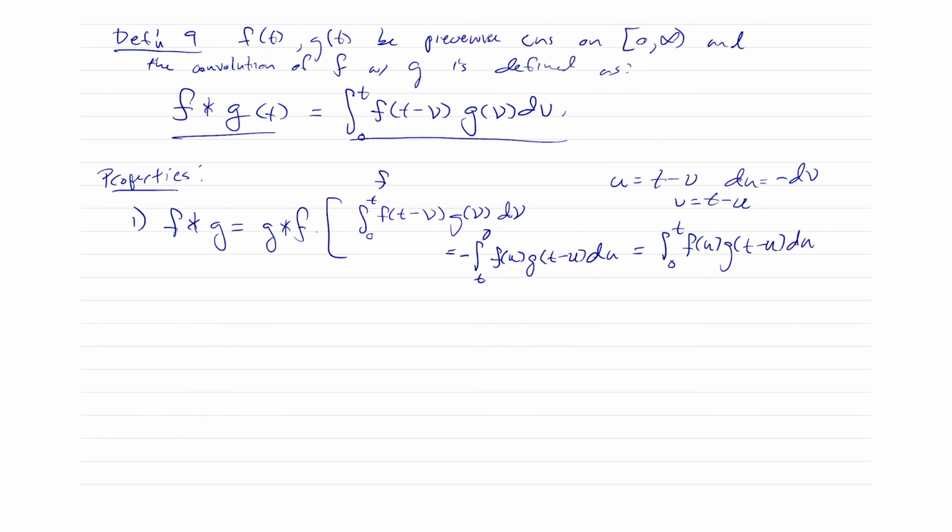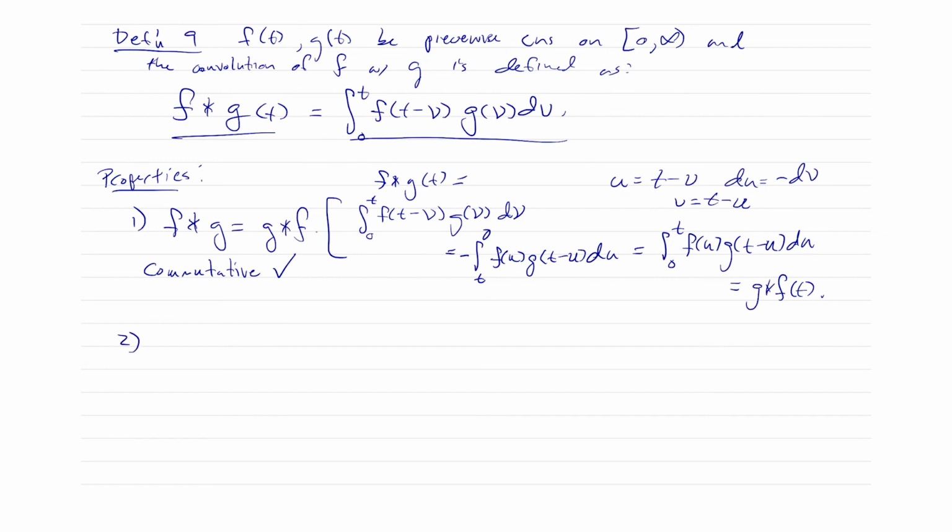And on the left-hand side, this was f star g of t. And on the right-hand side, this is g star f of t. So we see that it does not matter the order. This actually gives the same integral. Okay, so this is the commutative property. Check. All right, what are some other things?